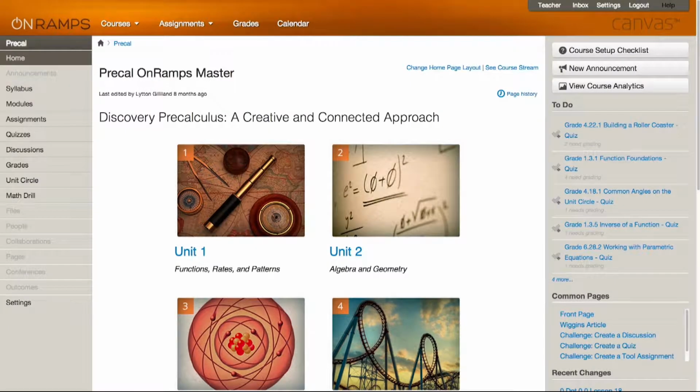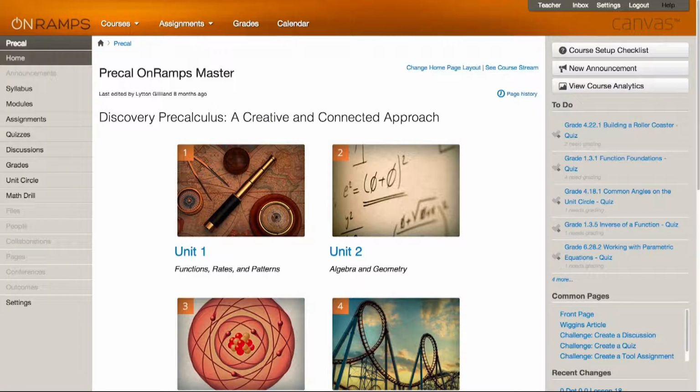Welcome to the OnRamps Discovery PreCalculus, a creative and connected approach course. The course curriculum is designed to deepen students' conceptual understanding of fundamental mathematical concepts such as functions, graphs, and equations to better prepare them for a rigorous university-level calculus course.